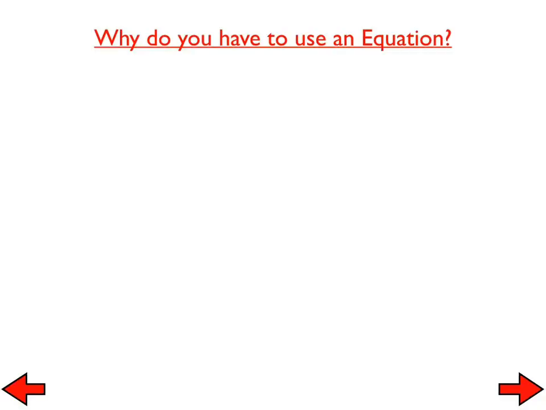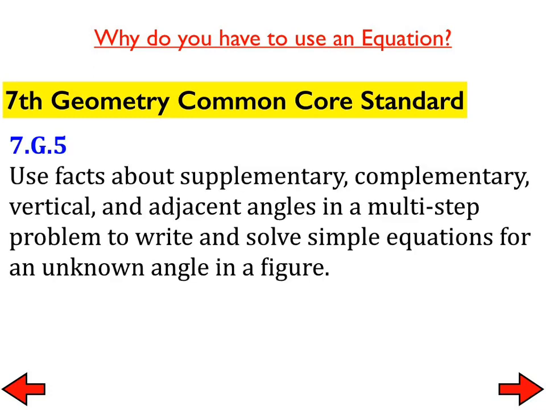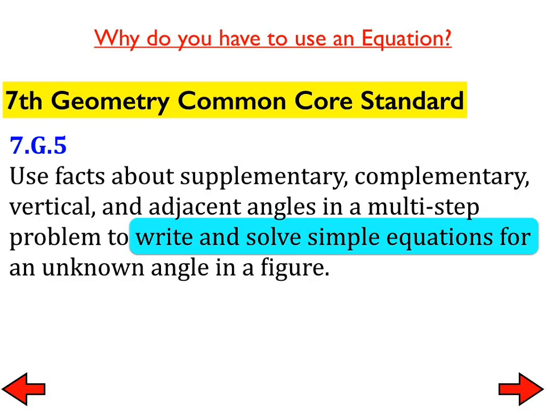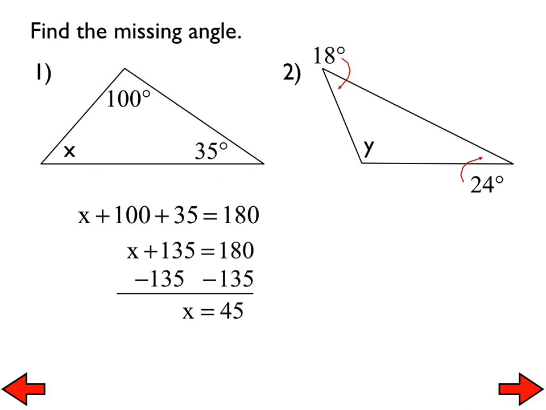Okay, and just like last week, I stated why we have to use an equation. The reason is because it's clear in the standard itself that we are supposed to use equations to solve these things. All right, so number one, the equation would look like this. X plus 100 plus 35 is equal to 180 because, once again, that angle plus that angle plus that angle is supposed to add up to 180 degrees. Combine your constants together, subtract 135 from both sides, and you can see that x is 45.